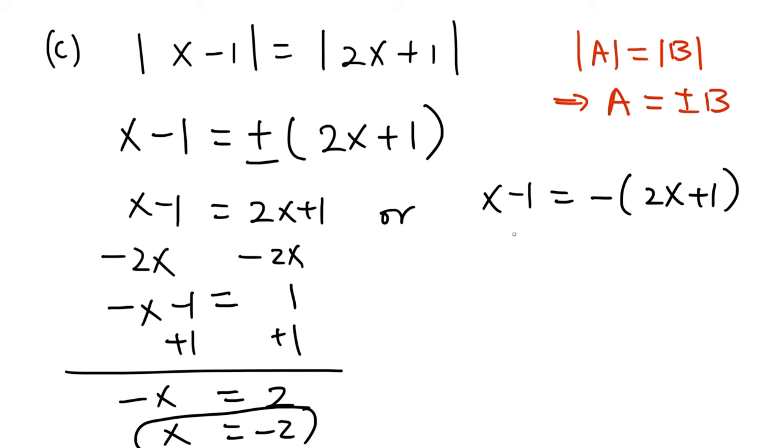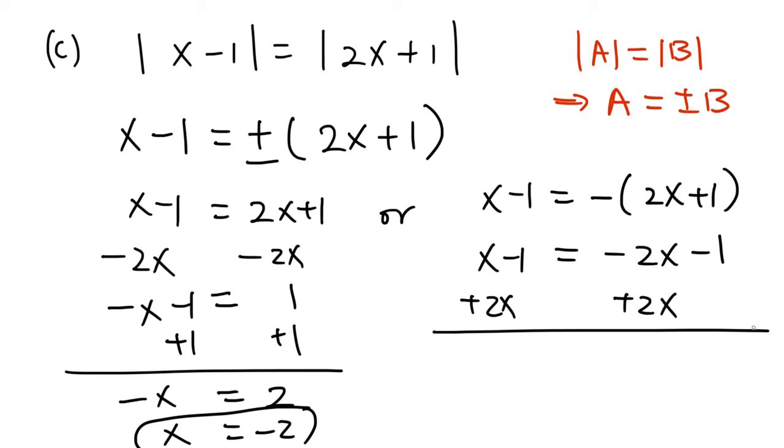Now we solve this second equation. We have x minus 1 equals negative 2x minus 1. Add 2x to both sides of the equation. 3x minus 1 equals negative 1. And add 1 to both sides. Now we've got 3x equals 0. And divide both sides by 3. We have x equals 0.